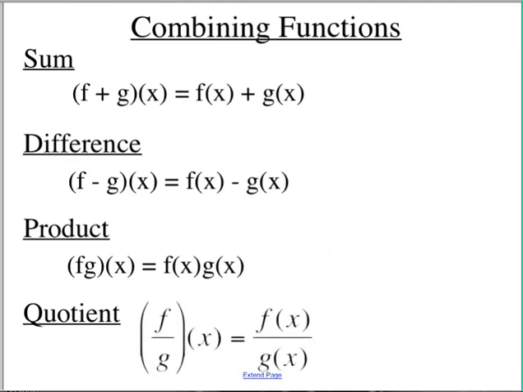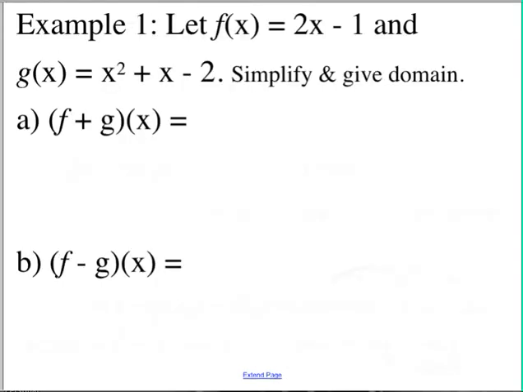So here's an example. If we have f of x equal 2x minus 1 and g of x equals x squared plus x minus 2, I want you to add, subtract, multiply, and divide these. And I'm going to walk you through the answers, and then we'll do another one. So the first one is addition. So all I'm going to do is add my two functions together.